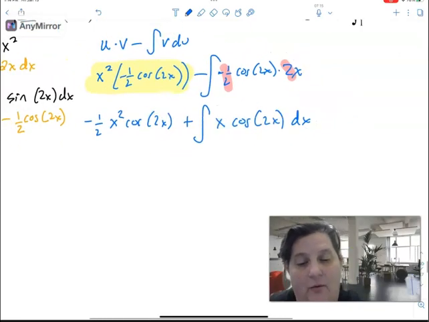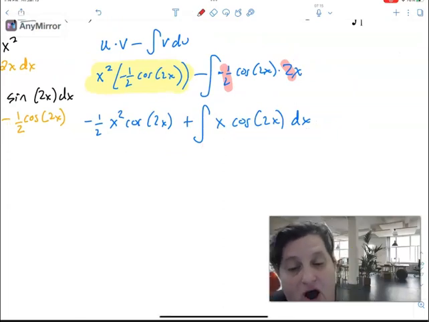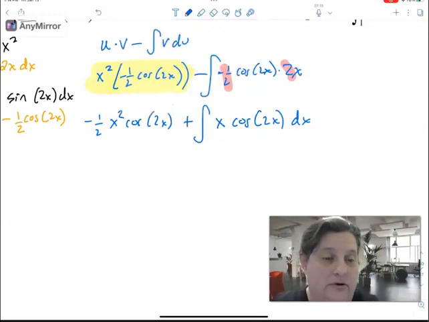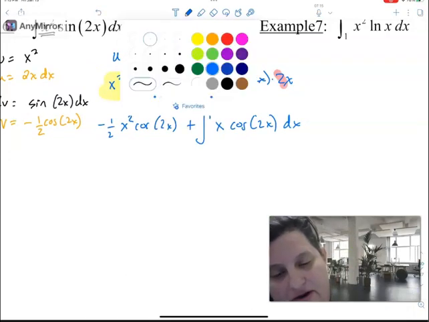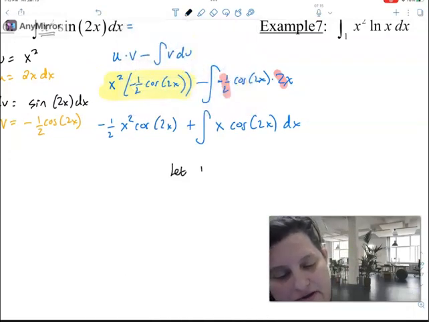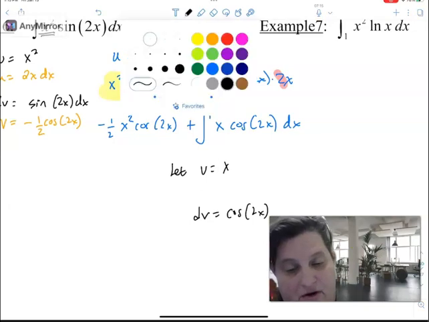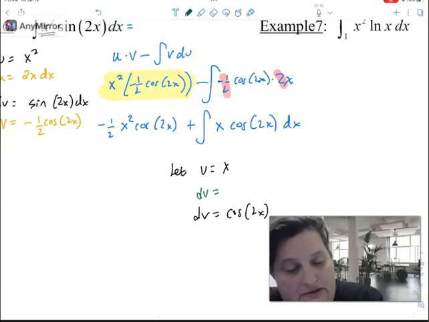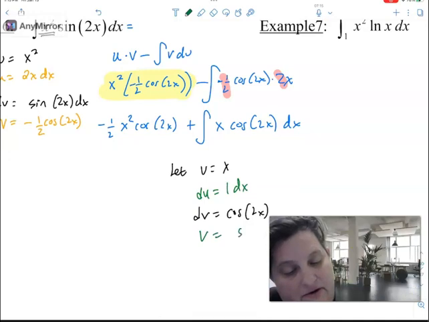Now, the whole point is that now we have to figure out how to do that part. And guess what this is? Another ultraviolet voodoo, another integration by parts, right? So we've got that part, and now we have to go, let u equal, dv equal, u is x, dv is cosine 2x, which means as I go backwards, or this one I go forwards, du is 1 dx, and v is integral of cosine is sine 2x, 1/2. Okay?